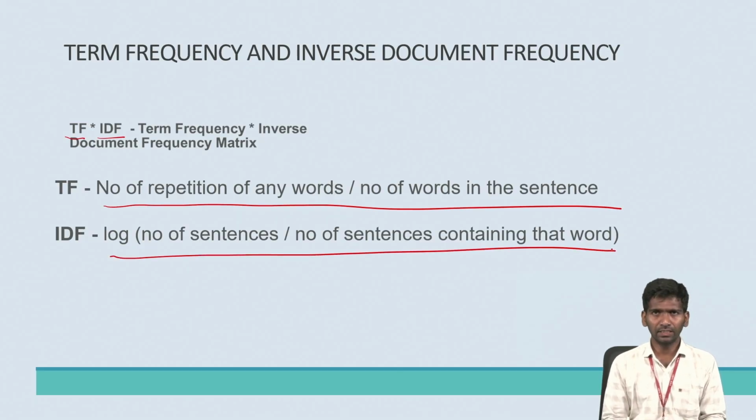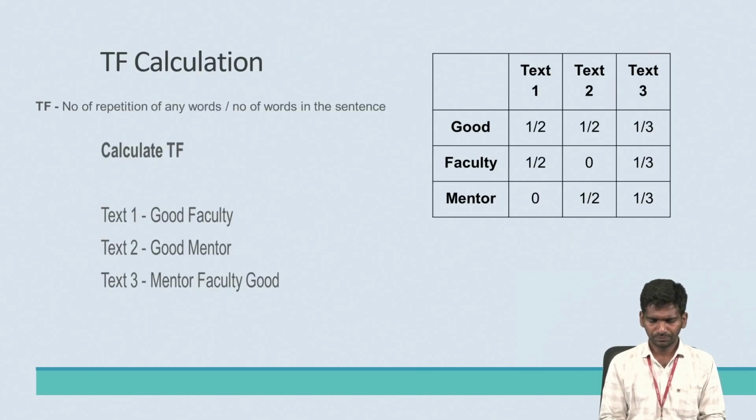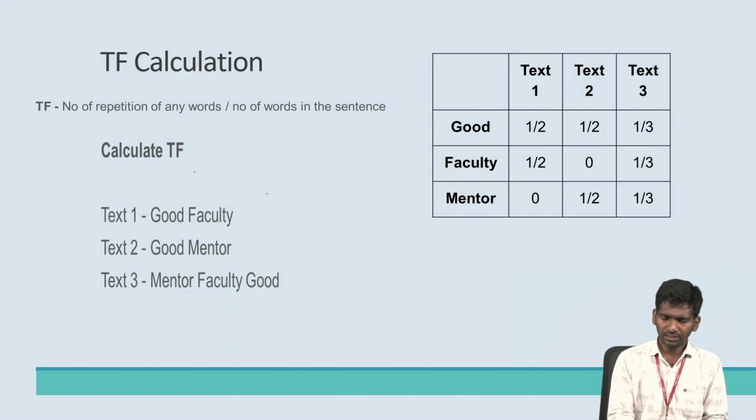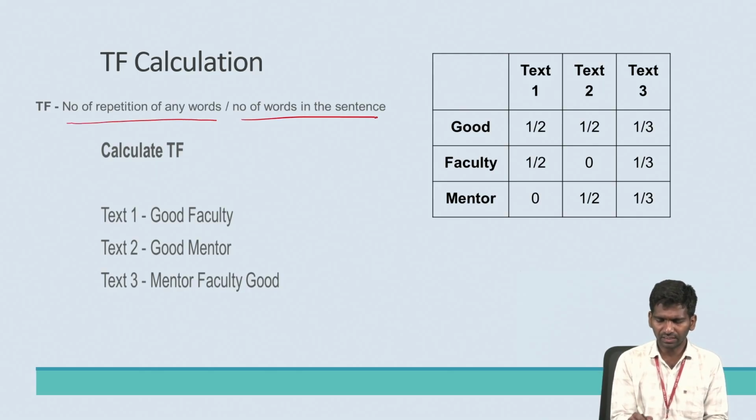So we will take some sentences and apply this technique, and let us see. The same text that I took for bag of words, I am also taking for TF-IDF. The first step in TF-IDF: calculate TF separately, then IDF separately, then multiply both TF and IDF. In TF we have a formula: number of repetitions of a word divided by number of words in a sentence.